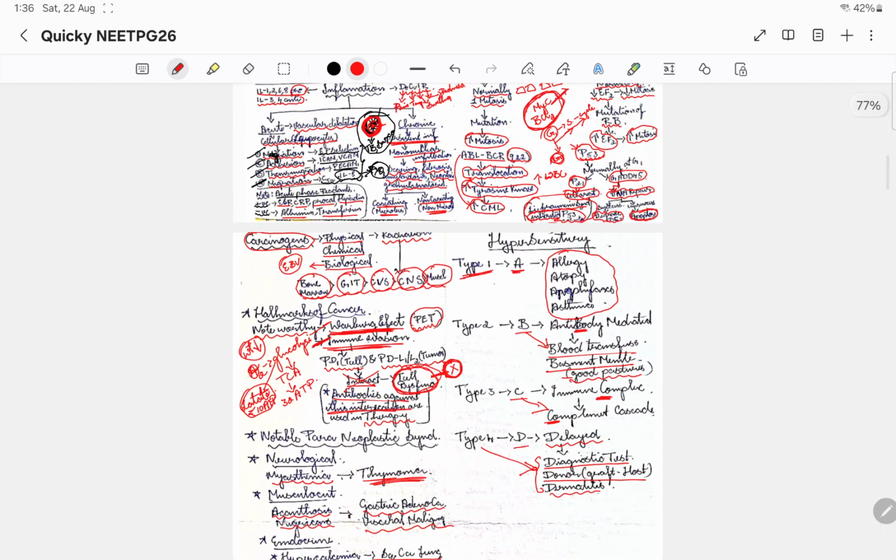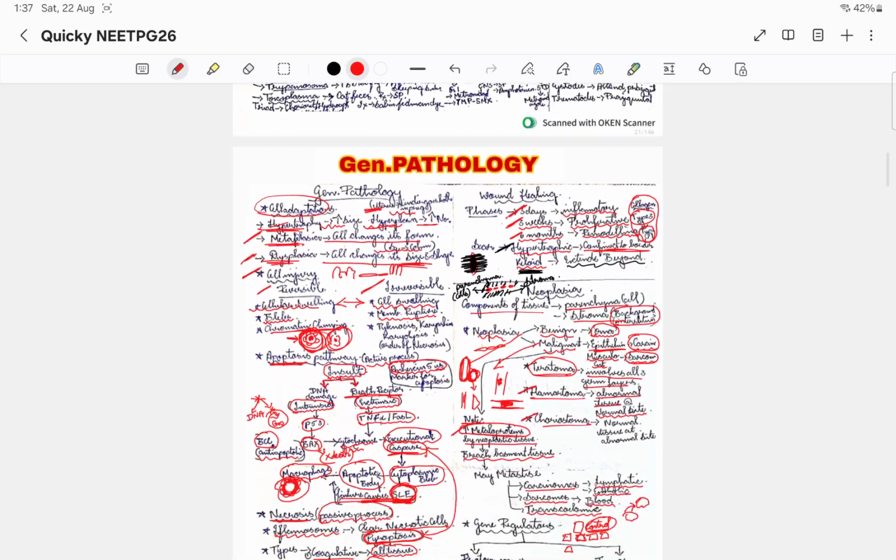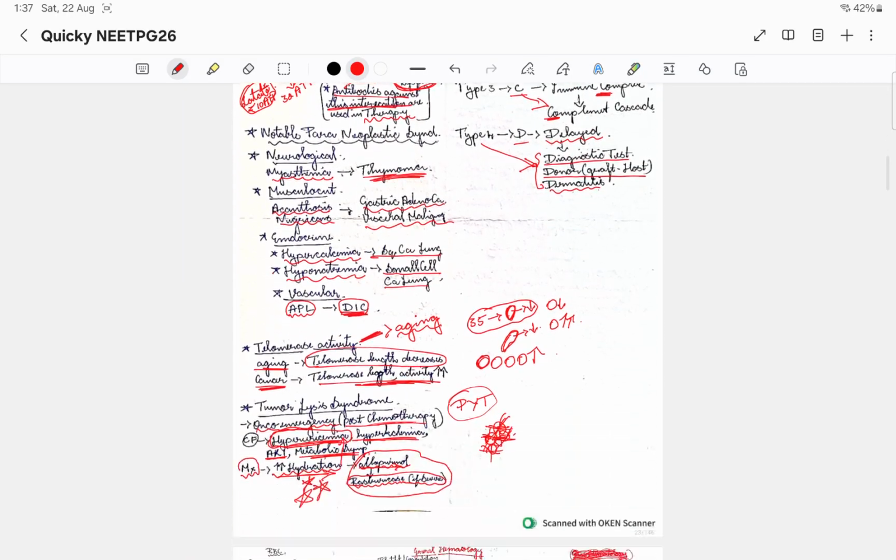That's it. If you remember A, B, C, D, suppose they ask a question about anaphylaxis, what is the type of hypersensitivity that took place? Anaphylaxis belongs to A, for type 1 hypersensitivity. That is how you remember the hypersensitivity reactions. That's it with respect to general pathology.